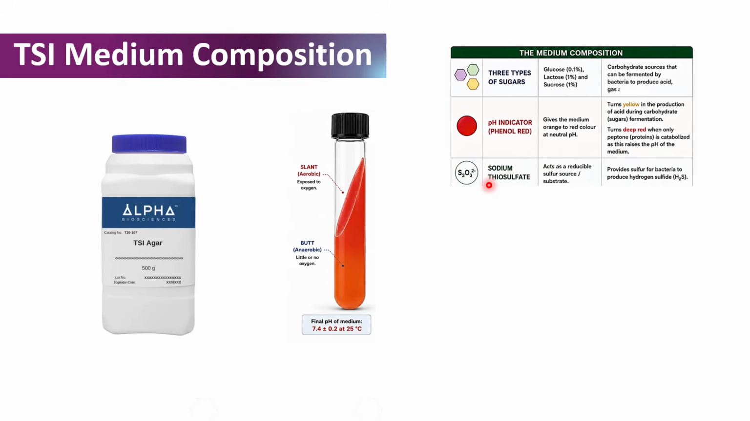The next component is sodium thiosulfate, and the sodium thiosulfate acts as the sulfur source, which provides sulfur for bacteria to produce hydrogen sulfide.